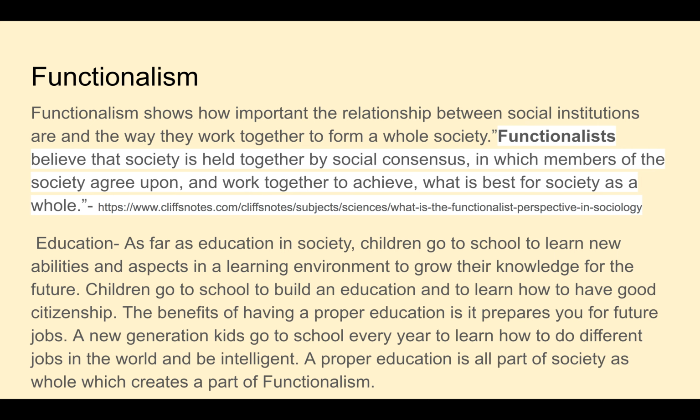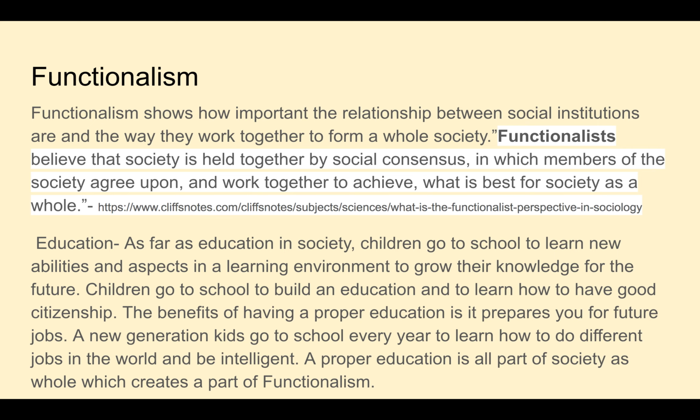As far as education in society, children go to school to learn new abilities and aspects in a learning environment to grow their knowledge for the future. Children go to school to build an education and to learn how to have good citizenship. The benefit of a proper education is to prepare you for future jobs. A new generation of kids goes to school every year to learn how to do different jobs in the world and be intelligent. A proper education is all part of society as a whole, which creates a part of functionalism.